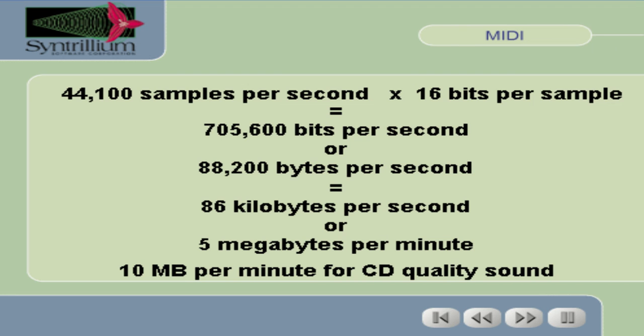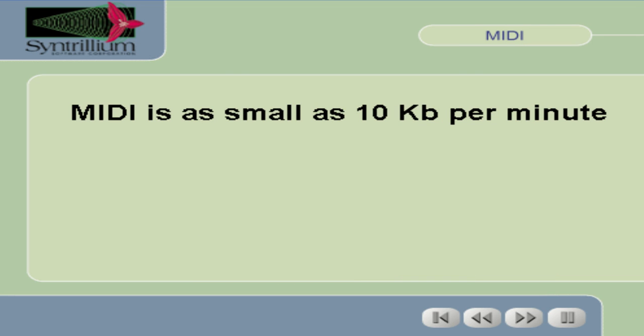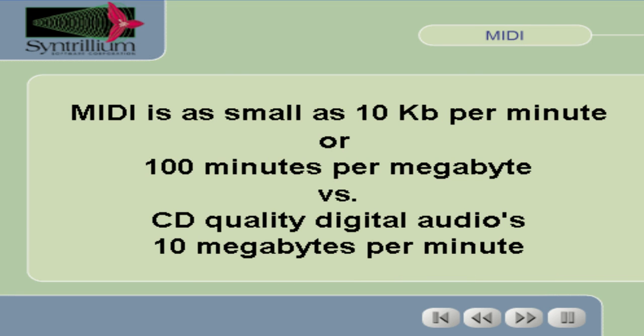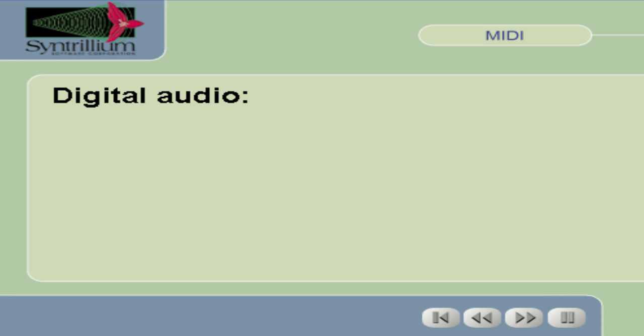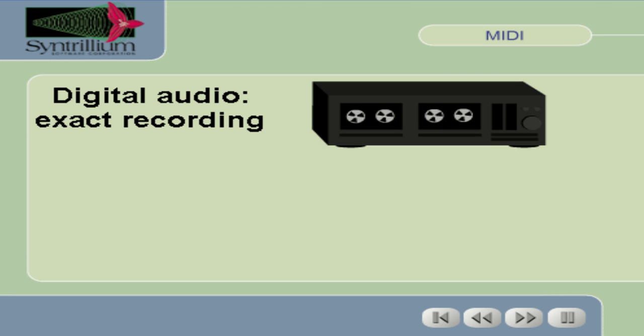Then what are MIDI files, and why are they so small? In contrast to digital audio, a MIDI file might be as small as 10 kilobytes per minute, or a whopping 100 minutes of MIDI per megabyte. MIDI and digital audio are fundamentally different representations of sound. A digital audio file seeks to exactly represent an audio event, just like a tape recorder, whether it's a musical performance, a person talking, or any other sound.